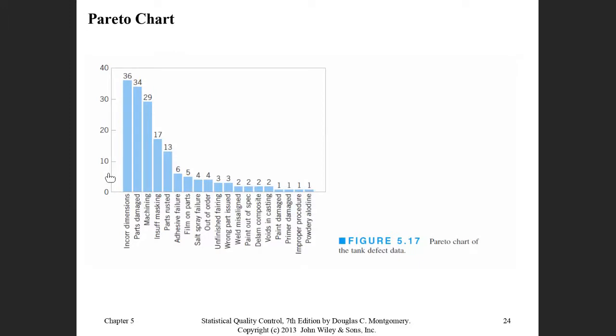For example, here, the incorrect dimensions and part damaged come at the beginning. So those two need your attention more than the remaining, because if you resolve those two, you will resolve 80% of the defects. And the rule says 80-20 or 20-80. If you consider that 80% of defects happen from 20% of the types of defects, that is the rule of Pareto.